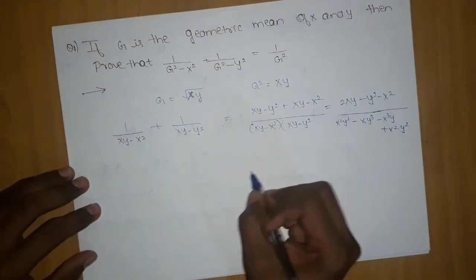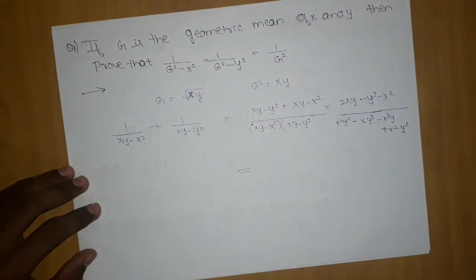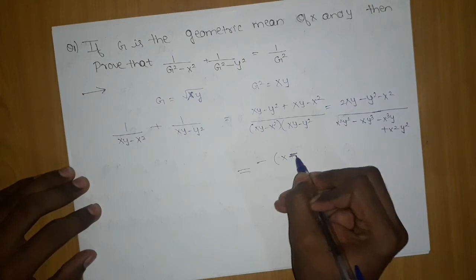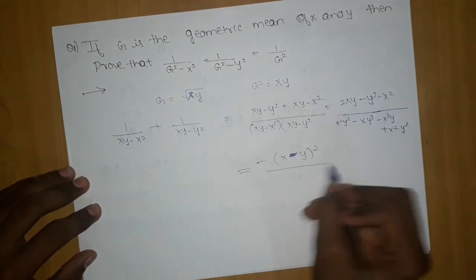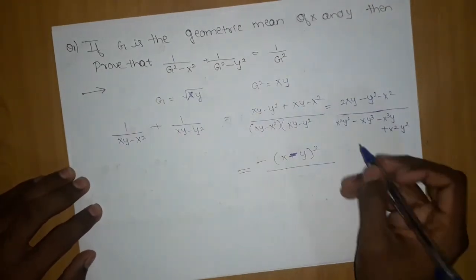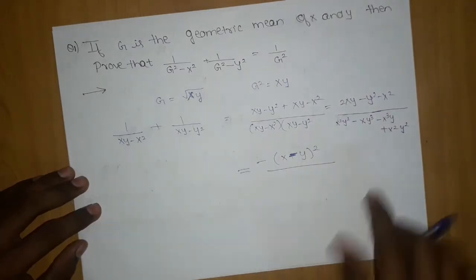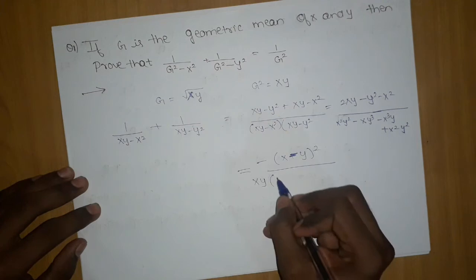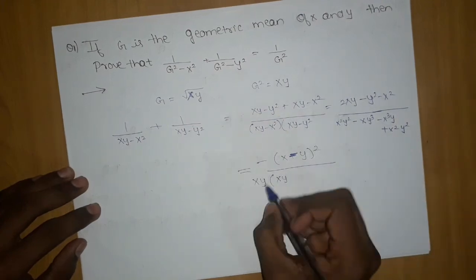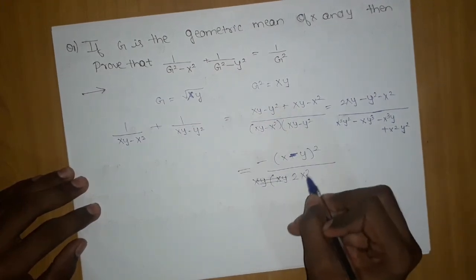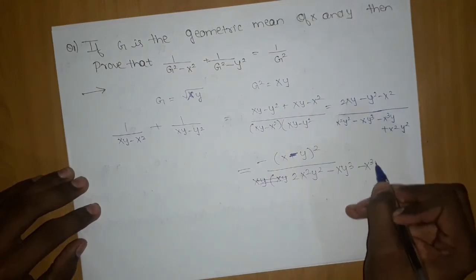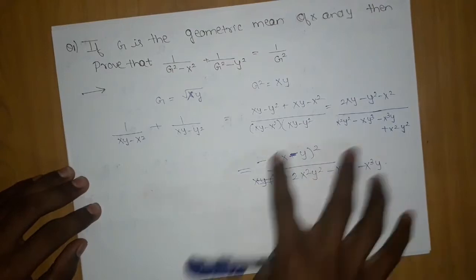Now let's calculate it further. What we can do here, if I take minus common, it is nothing but x minus y the whole square. And here, if I take xy common from the whole, then what I have, sorry, let's just calculate it. It is 2x square y square minus xy cube minus x cube y. So we are done with this thing.